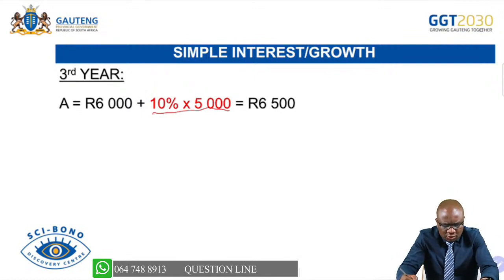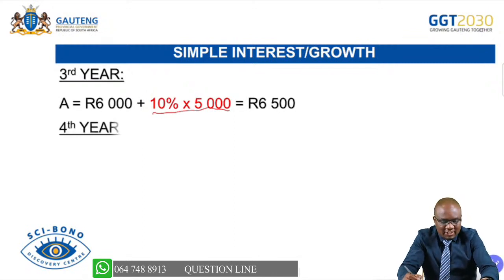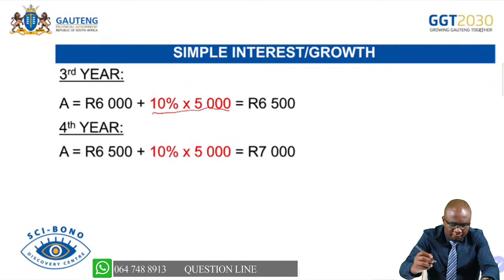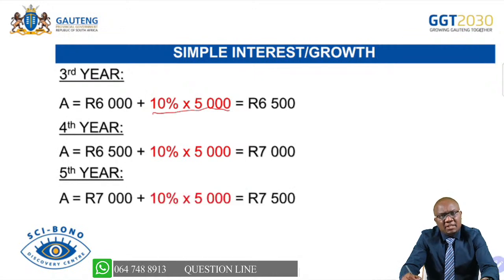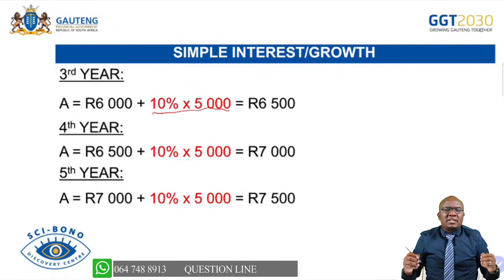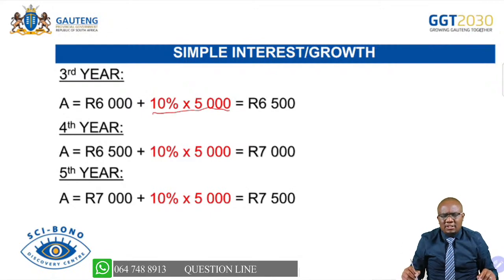Right, okay. So 10% of 5,000 is 500. Now I've got 6,500. Okay, so now fourth year, same thing. I've overemphasized this. Let's go to the fifth year. Same thing. Do you see that? So interest is charged on the original amount. That is for simple interest.